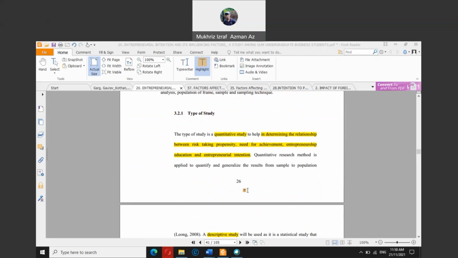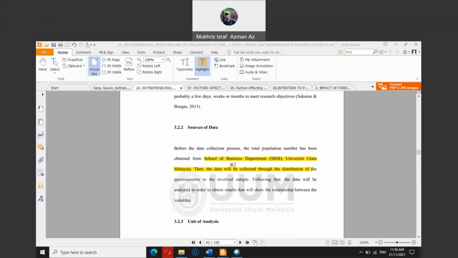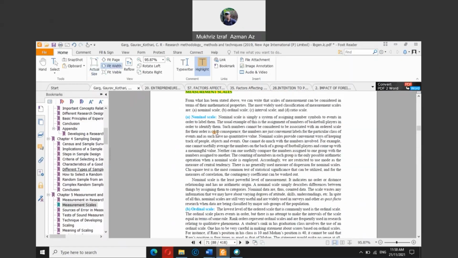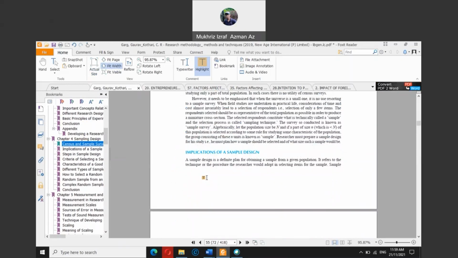Okay, so just now we have discussed the type of study, a combination of quantitative and also descriptive. Secondly is the source of data, which I mentioned just now. So it depends on where you are going to get it. If you recall what you have learned in your basic statistics, population versus sample, please go back to the notes that you have learned before, maybe 1 or 2 years ago.